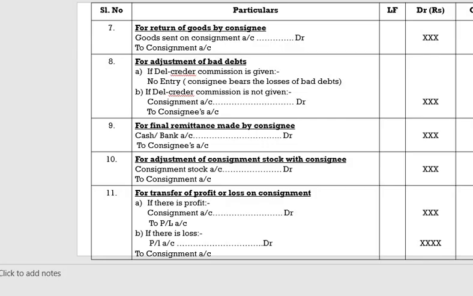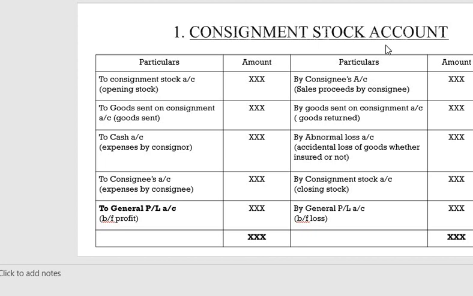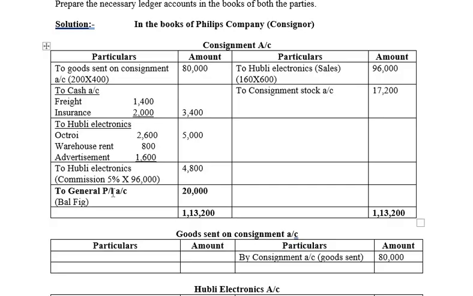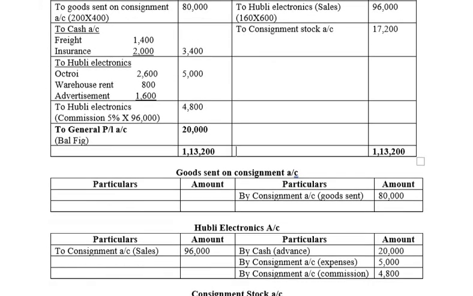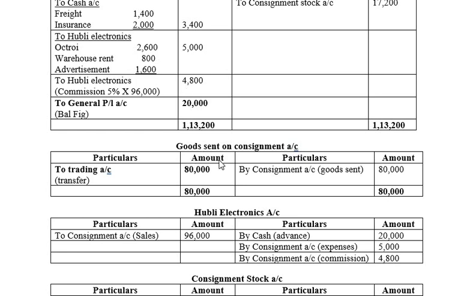Look into this entry, that is the accounts what we have prepared. See, the balance of consignment account is transferred to general profit and loss account. Okay, so balance of this is transferred to general profit and loss account, which is 20,000. Next, let's close the second account, which is the goods sent on consignment account.